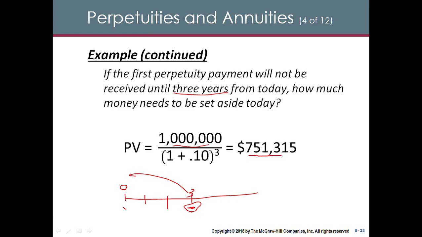So today I just need $315, which I'm going to invest at 10% for 3 years. And at the end of 3 years, this would have become $1 million, which could generate an endowment of $100,000 forever at a 10% interest rate.